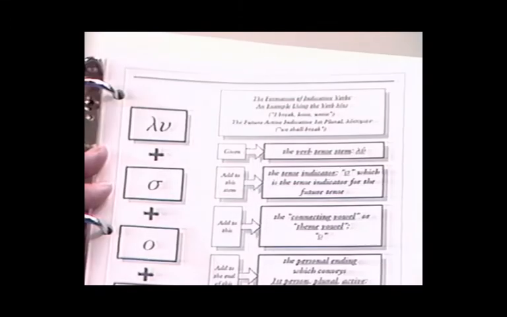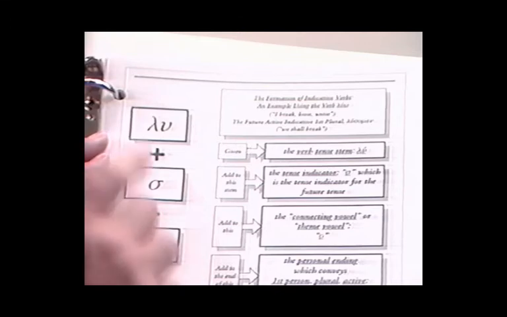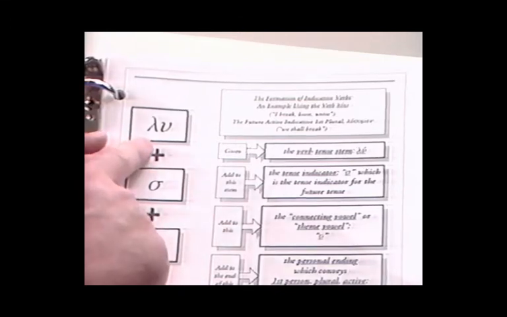Turn to page 3-12, and we will see the formation of an indicative verb using the example verb luo. Luo means I break, loose, or untie. Let's suppose that we want a future tense, first person plural, we shall break. Our verb stem is lu. The verb stem lu means to break or to loosen or to untie.